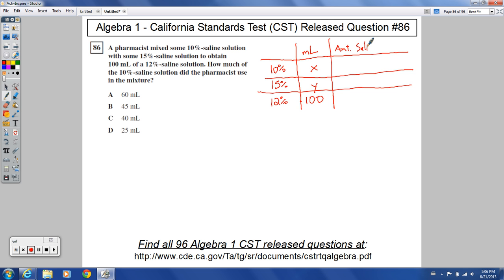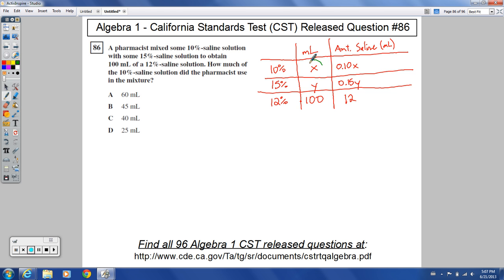saline specifically. Since this is a 10% solution of saline, we would have 0.10 as a decimal for 10%. We'd have that times X for the amount of saline in that 10% solution, which is having X milliliters there. And then in the 15% solution, we'd have 0.15 times Y. In the 12% solution, it's going to be 12% of 100, which is just 12. So this is the amount of saline in milliliters that would be in these things.